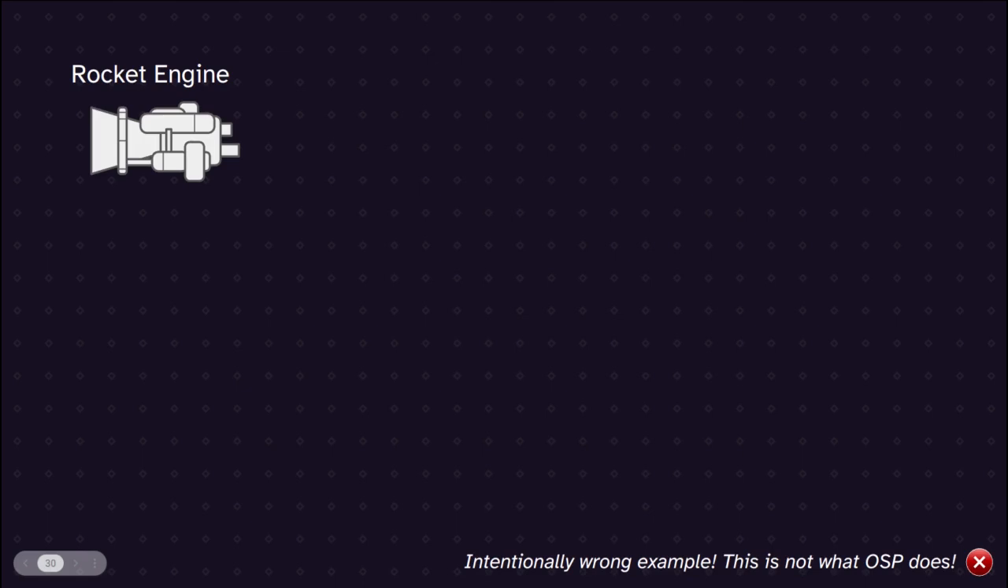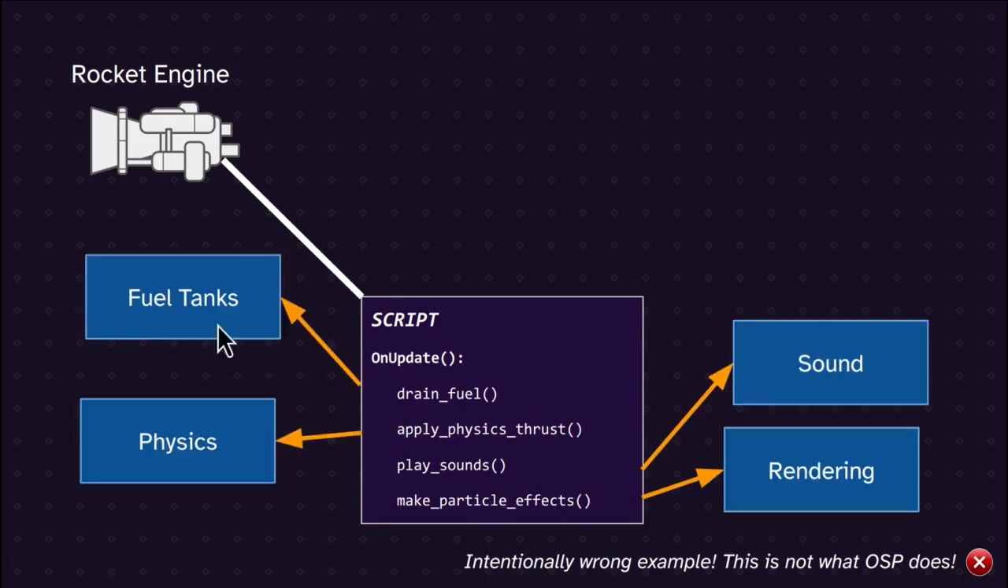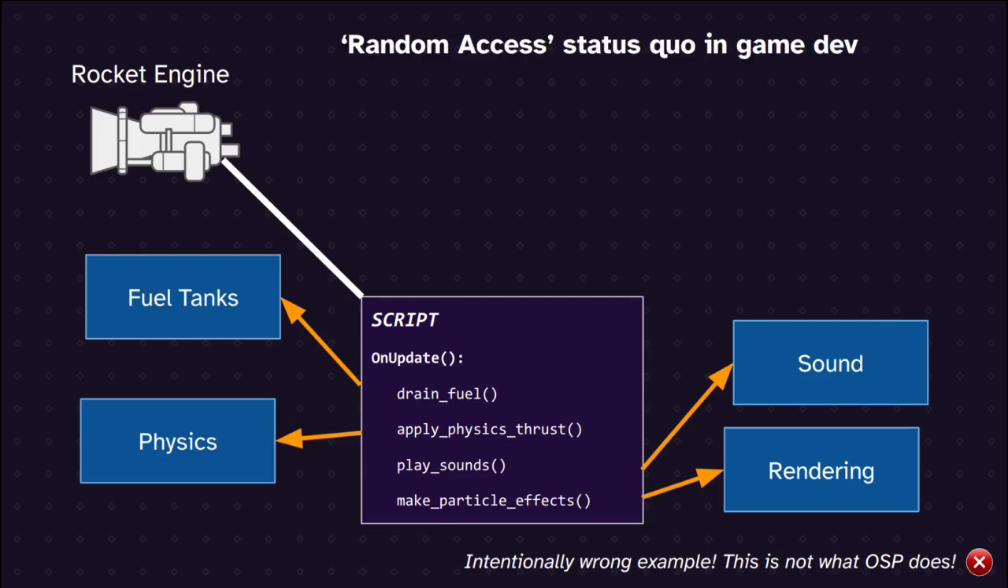In a typical game engine, we usually have a bunch of objects with scripts in them. If you have a rocket engine, for example, you would likely have a script that would drain fuel, apply physics thrust, play the sound, and make particle effects. And this would interact with other objects in the world. This is currently the status quo in game dev, but it's very bug-prone, spaghetti-ish, and slow, since every object can unpredictably modify... I have some slides here.